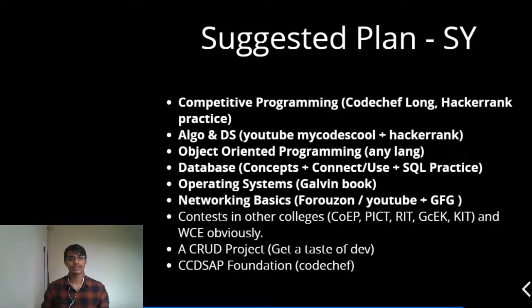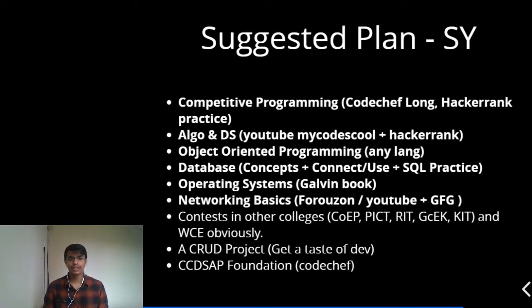If you start 1 month before placements in your third year, that won't help. You have to do some FAQs and work around things, which is not good, but it's the last option. So in second year, you should start object-oriented programming and study it properly.